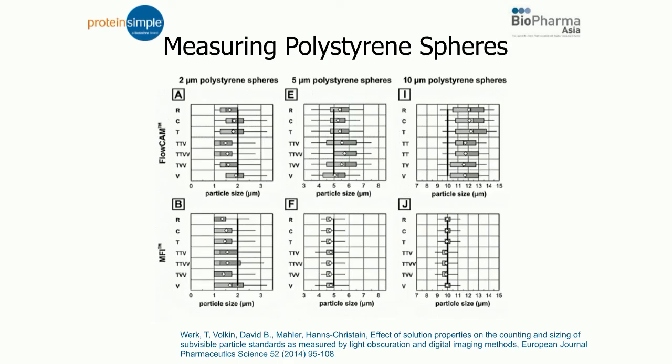And this is something that has been borne out in the literature as well. So this is a comparison of MFI versus FlowCam and the ability to measure polystyrene spheres. These are commonly used as calibrants for the system. And you'll see that for MFI in the bottom series, especially in the 5 and 10 micron beads, not only is the sizing more accurate, but the distribution of the sizing is also far tighter. So your error bars are much smaller than you see in the FlowCam system. And this, again, relates to the depth of field of the system and how you approach magnification within the optics.